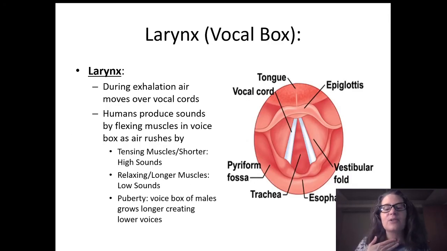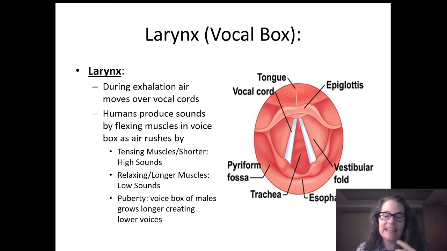In the middle of your throat, you will find the larynx. If you hum quietly to yourself, you can feel the vibrations. During exhalation of air, we can move air over these vocal cords almost like guitar strings, and we can vibrate them to produce all kinds of sounds. This is really important because as a primate, you use communication a lot. This is a way that we can communicate, and humans have gotten really good at communicating.